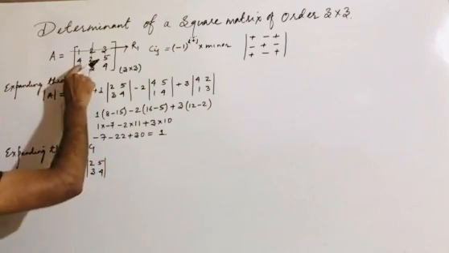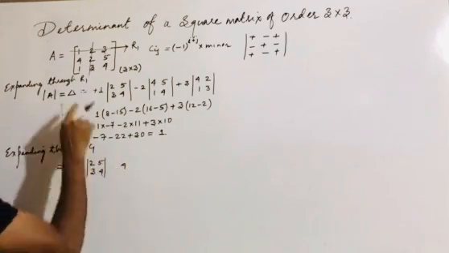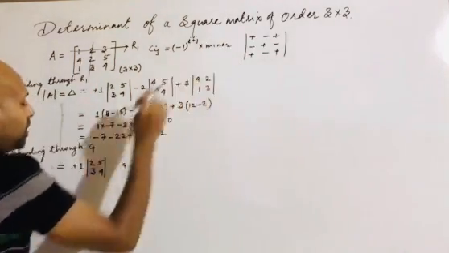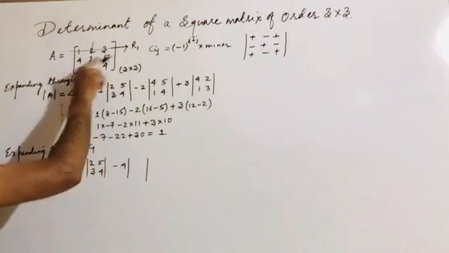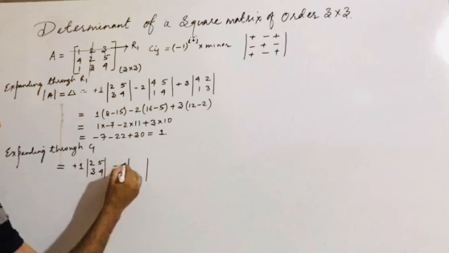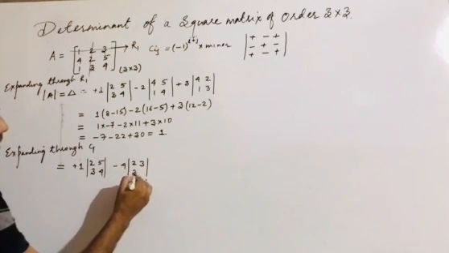The column 1 second element is what? 4. So I am writing here 4. Now the position of 4 is what here? Minus. So I'll write here minus. Now 4, if I have to find the minor of 4, what am I going to do? This row and this column will be omitted. So the value will be equal to 2, 3, and then it is 3, 4.